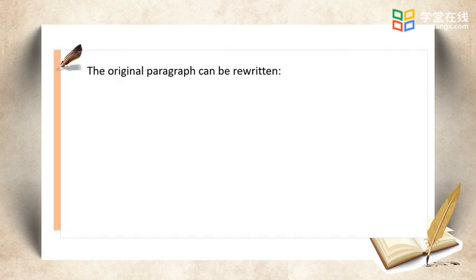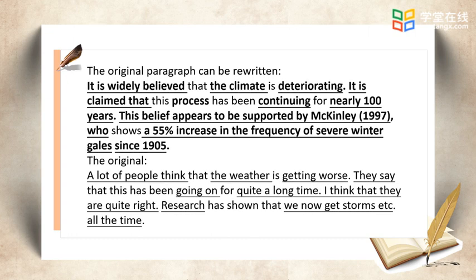Therefore, the paragraph can be rewritten. It is widely believed that the climate is deteriorating. It is claimed that this process has been continuing for nearly 100 years. This belief appears to be supported by McKinney, 1997, who shows a 55% increase in the frequency of severe winter gales since 1905.